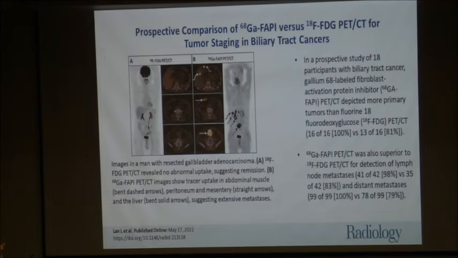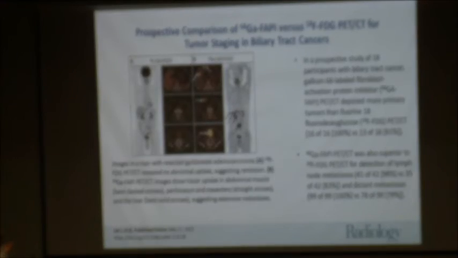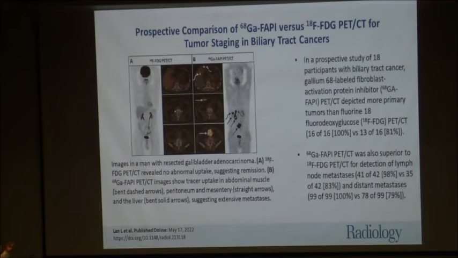But when it was examined by gallium FAPI PET-CT, images show tracer uptake in the abdominal muscle, peritoneum, mesentery and the liver, suggestive of extensive metastasis. This study is very important, if this radioisotope can replace the use of FDG in the form of early diagnosis.